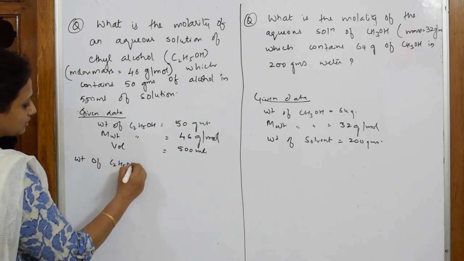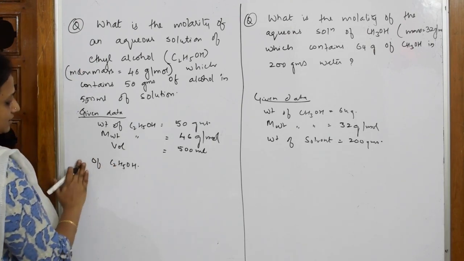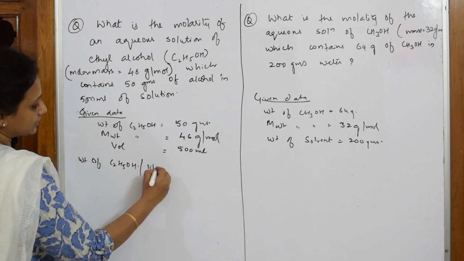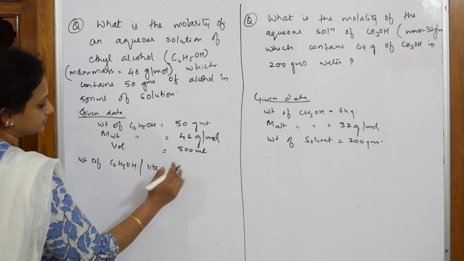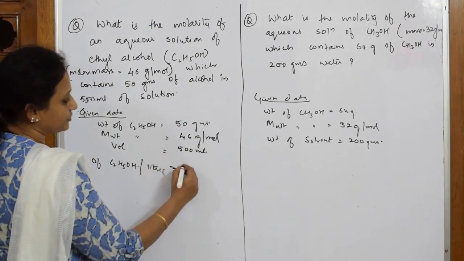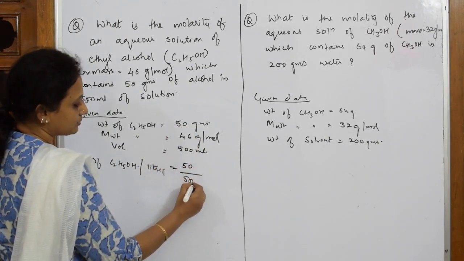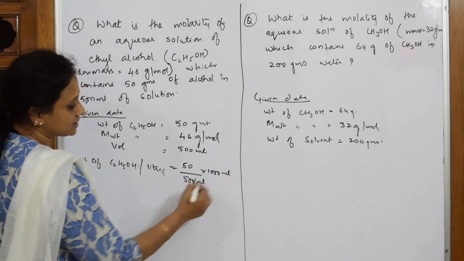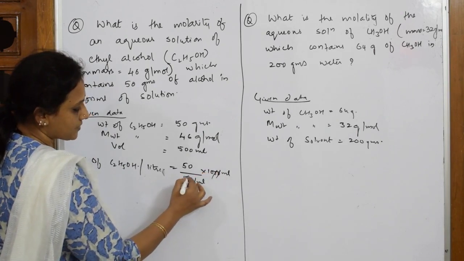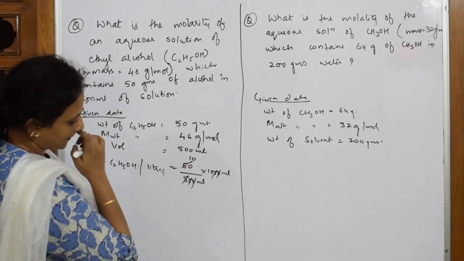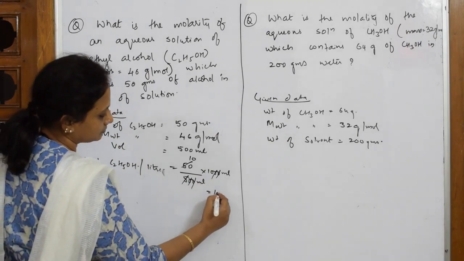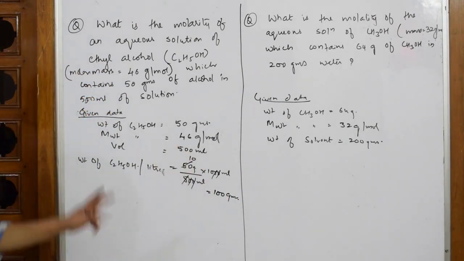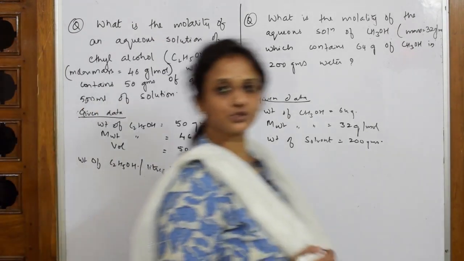First let us calculate the weight of ethanol per liter. Later we'll calculate the number of moles. What is given to us? 50 is given, volume is 500 ml, standardize it to 1000 ml. Then you cancel it, and what did we get? 100 grams. So this is your weight per 1000 ml, you have standardized it.